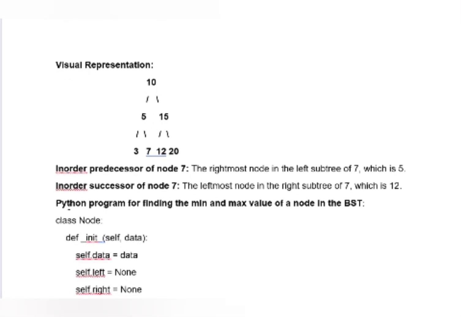Here, the in-order predecessor of node 7: the rightmost node in the left subtree of 7 is 5, right? And the in-order successor of node 7, the leftmost node in the right subtree of 7, will be 12. This one.